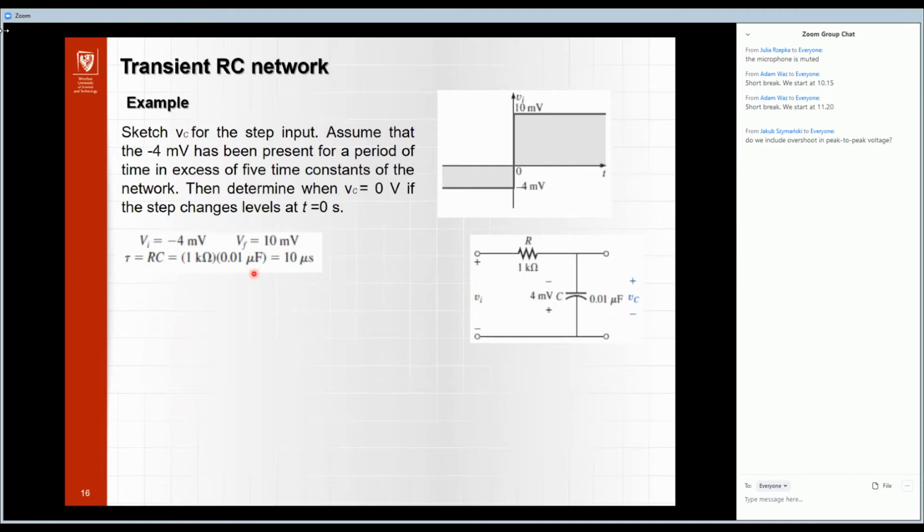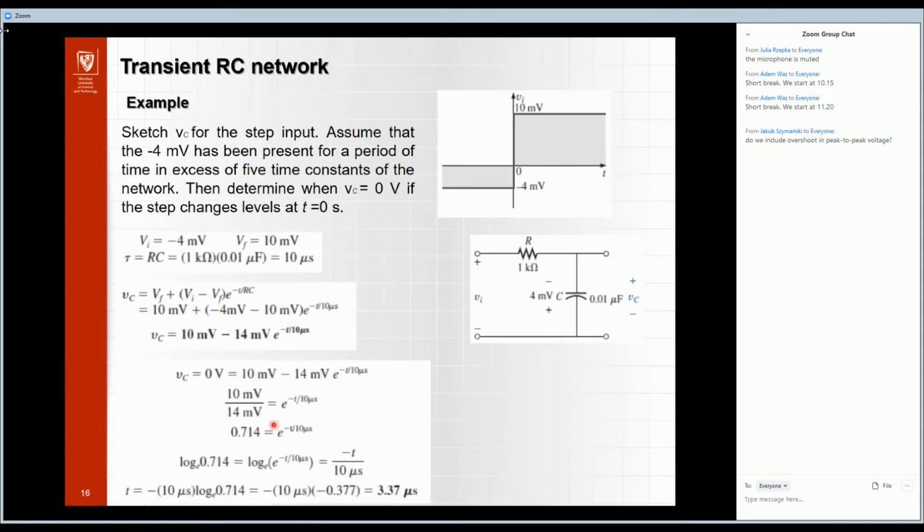So some information about it is the initial value and final value, and now we can also calculate the tau value. We know the resistance and capacitance from this one, so we can calculate the voltage across the capacitor from this. Just substitute into the previous equations, and now we make some calculations to obtain the time value for the voltage equal 0. So we put here the 0, and when we put 0, we can move this one to the other side, and when we make some calculations, we obtain time 3.37 microseconds.